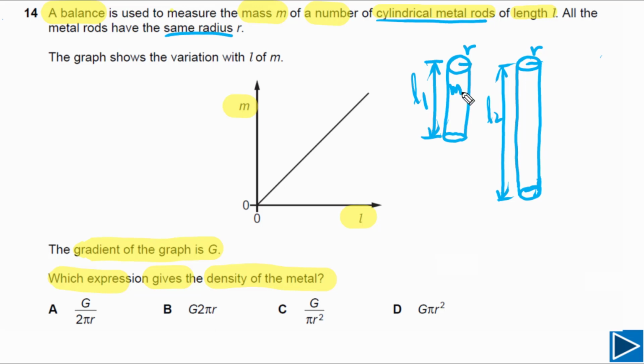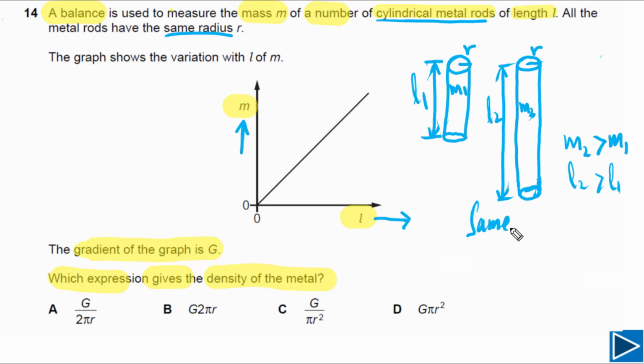Let's say the mass of this shorter rod is M1, and the mass of the longer rod is M2. You will simply say that in this case M2 has to be greater than M1 because L2 is greater than L1. This is what is given in the graph. You can see as L is increasing, the mass is also increasing. It means mass and L are directly proportional because the rods have the same shape, the same radius, and they are made of the same material.